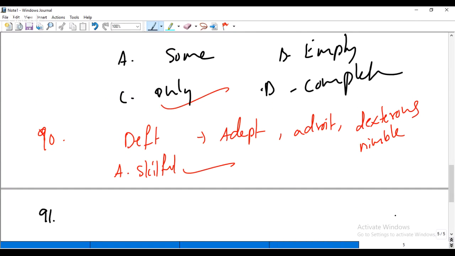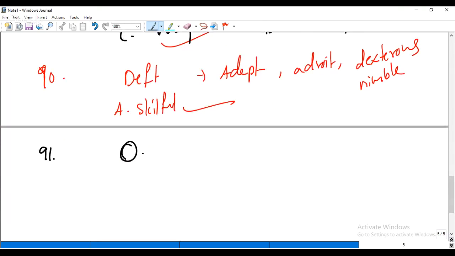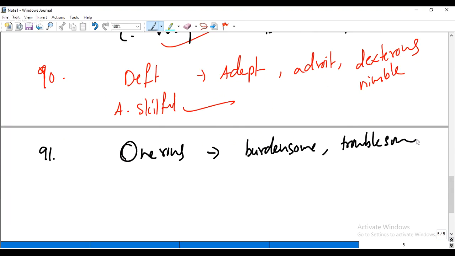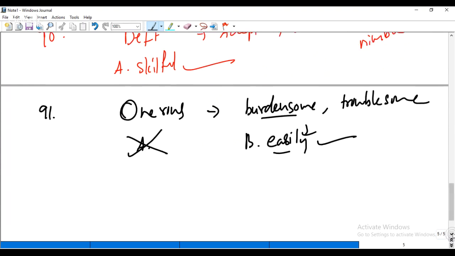Now 91. Antonyms. Onerous. So what does it mean? It means burdensome, something which is very difficult. Or we can take troublesome. So these are the synonyms for this, and we need to find the antonym. A is given as straightforward. No. B, easily. Yeah, this is the correct option. So if something is a burden to do, then the antonym is that it is easy to do. So 91 is B.